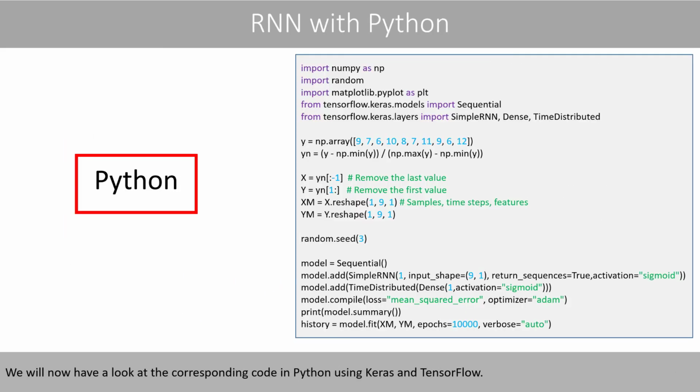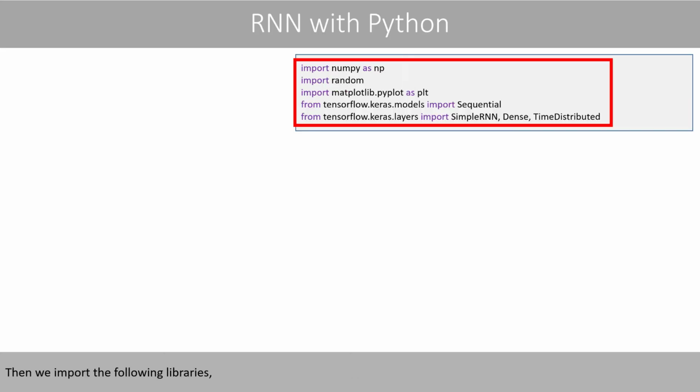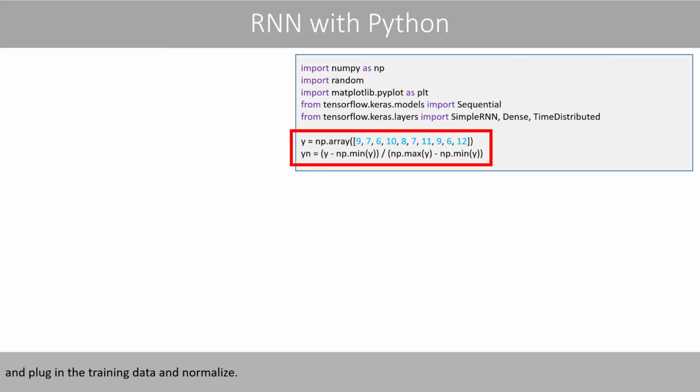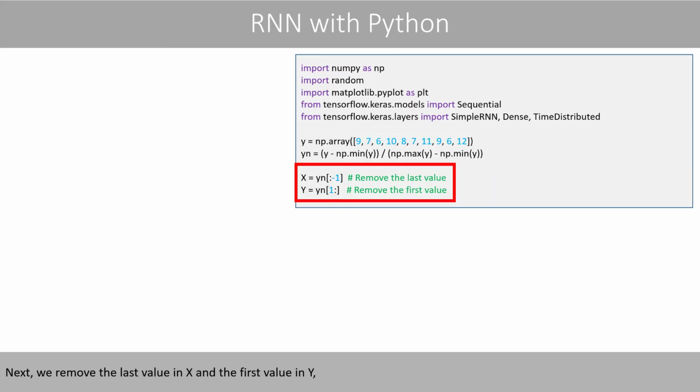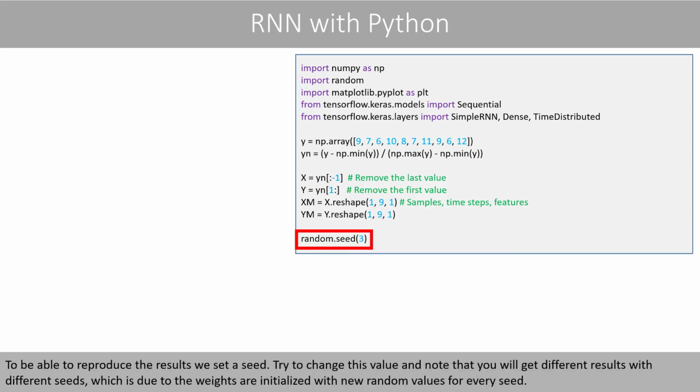We will now have a look at the corresponding code in Python using Keras and TensorFlow. You first need to install the following libraries if you have not already done that. Then we import the following libraries and plug in the training data and normalize. Next, we remove the last value in X and the first value in Y and create a 3-dimensional array of the data. To be able to reproduce the results, we set a seed.